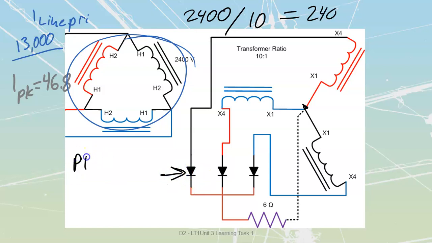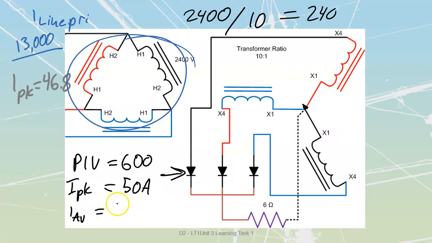I need to have a PIV of 600. We hit 588, but 600. I'm going to have an I peak of 46.8. We're going to call that a 50 amp that I'm going to be looking for. And an I average of 16. We'll round up to 50. I would be going into my rectifier tables, and this would be what I would be looking for: my peak values of current, and then my average values of current.